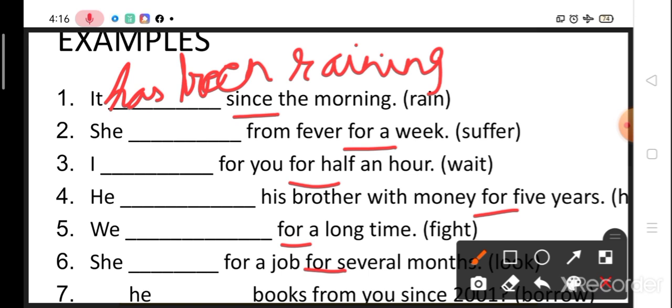So now consider the next example. She again has been, she has been suffering.